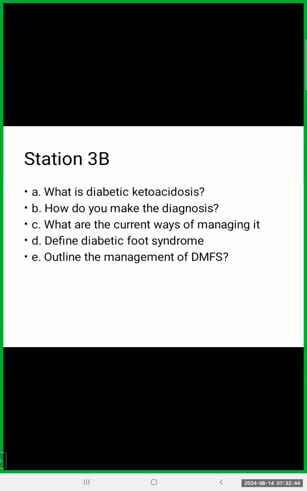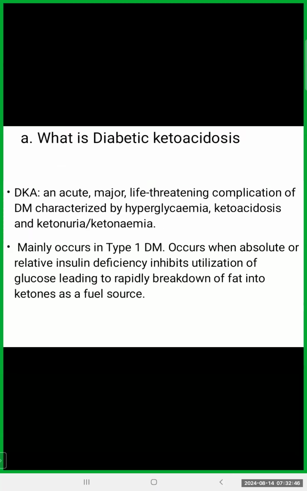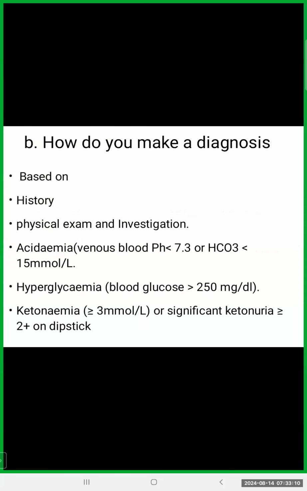So for question A, diabetic ketoacidosis is a major life-threatening complication of diabetes mellitus, and is characterized by hyperglycemia, ketoacidosis, and ketonuria or ketonemia. This is more predominantly seen in patients with type 1 diabetes mellitus, and it occurs when there's absolute or relative deficiency of insulin. So the big question is, how do you make a diagnosis?